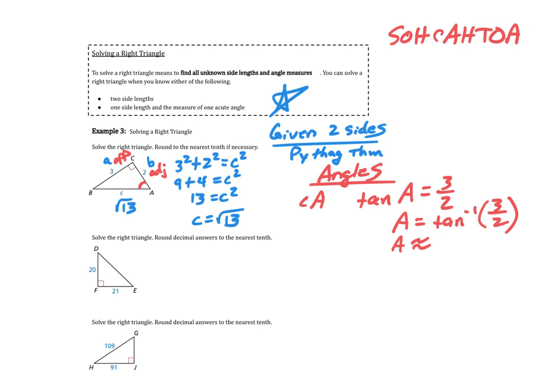Okay, what do we get for A? 56.3. Okay, and that would be A.